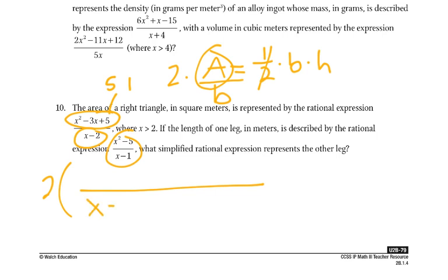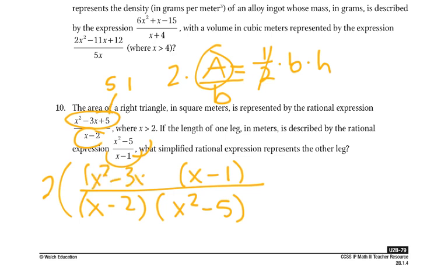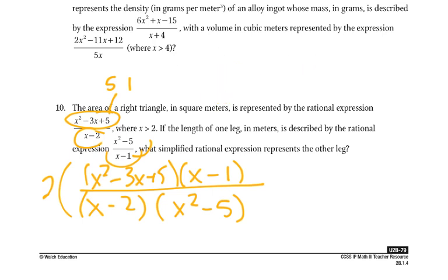We have x minus 2 on the bottom. This will flip, so we'll have x minus 1 on the top. And on the bottom, x squared minus 3x plus 5. Don't see a way we can simplify any of those. So we're just going to have to multiply things out. So using that area model is going to be our best bet.